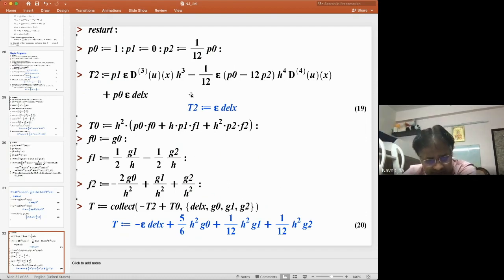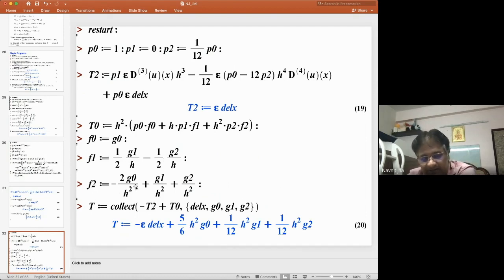So if I write f naught equal to g x, just for understanding purposes, then f1 is the first derivative of g x, and the first derivative of g x is 1 by 2 g1 by h minus 1 by 2 g2 by h.